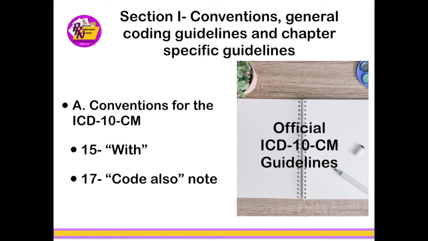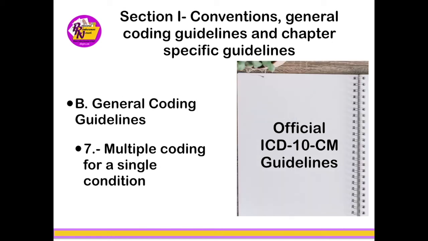And in Section 17, Code Also Note, a Code Also Note instructs that 2 codes may be required to fully describe a condition, but this note does not provide sequencing direction. The sequencing depends on the circumstances of the encounter. In the general coding guidelines, there is new instruction under multiple coding for a single condition. In addition to the etiology manifestation convention that requires 2 codes to fully describe a single condition that affects multiple body systems, there are other single conditions that also require more than 1 code.